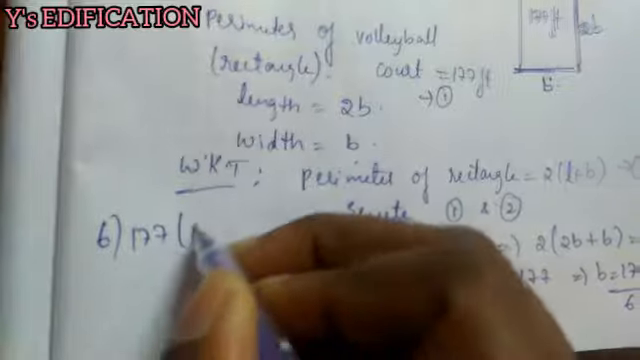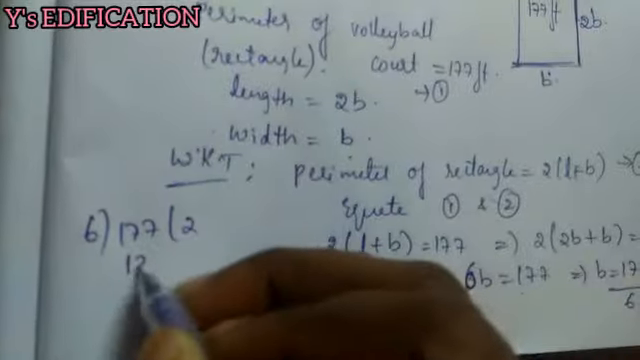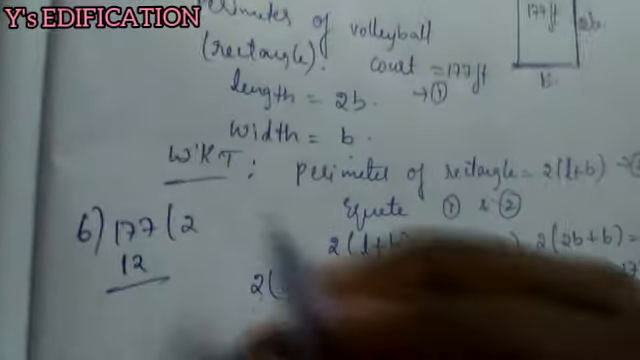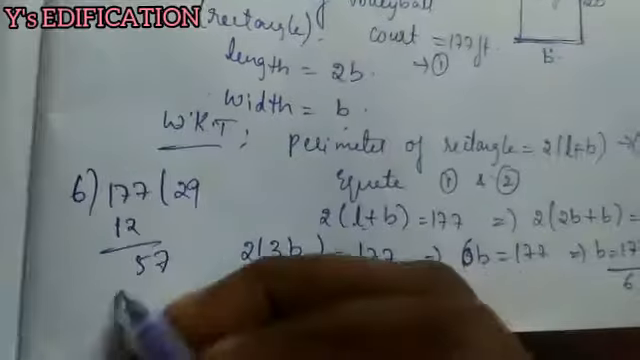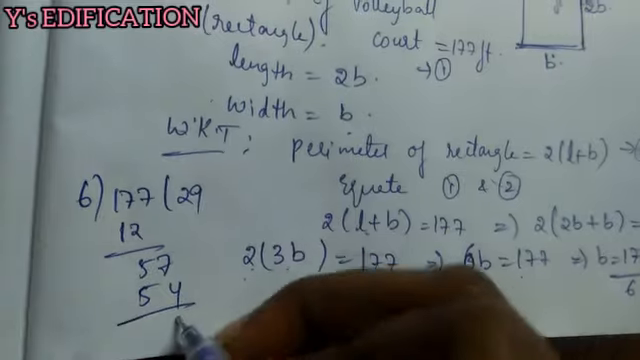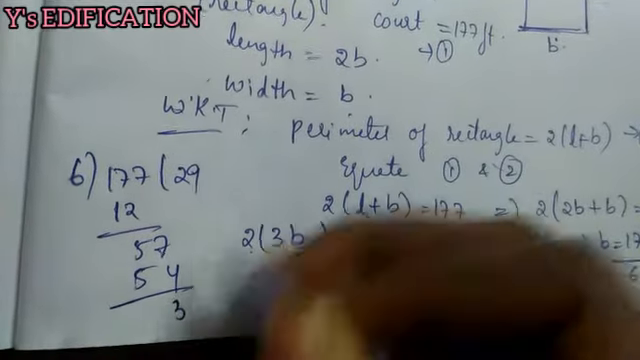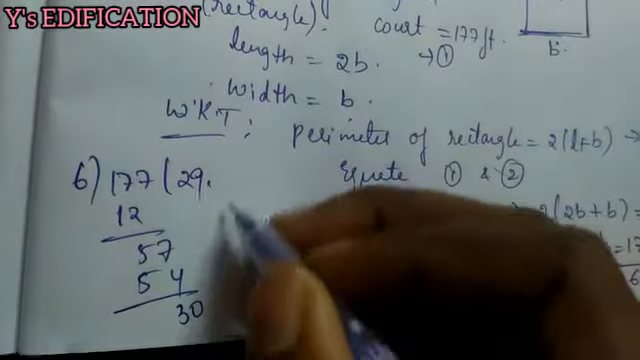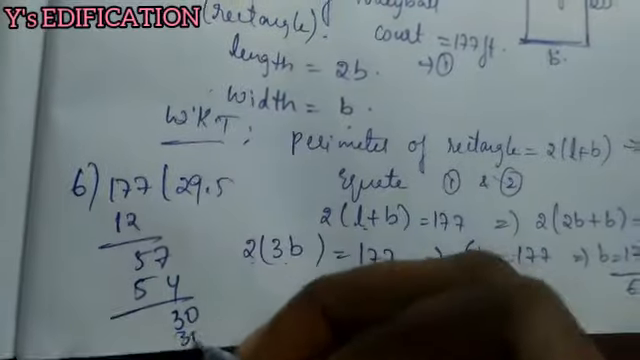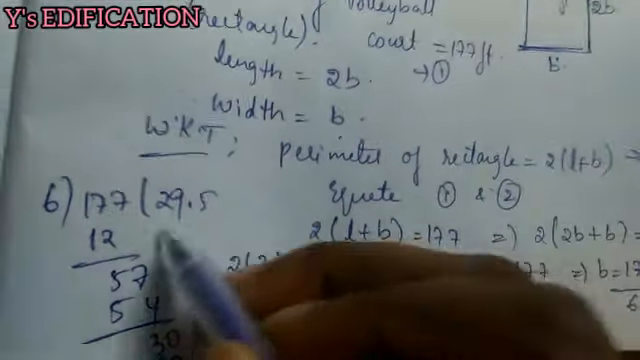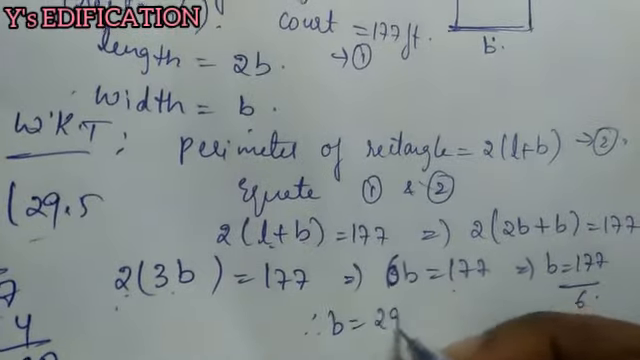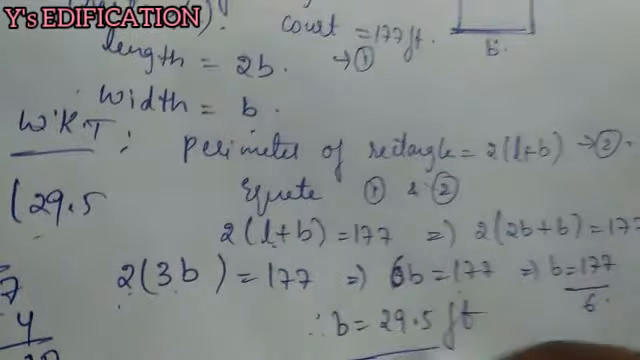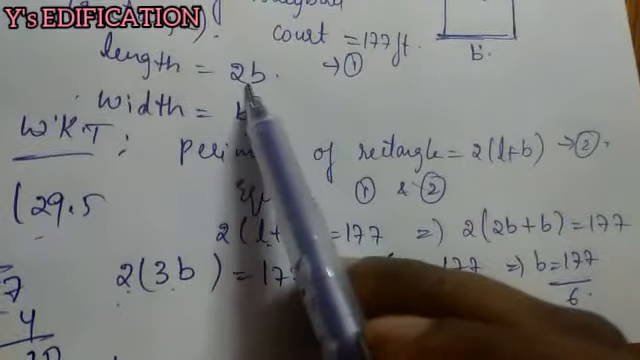6 into 177. 6 2s are 12. 6 9s are 54. 6 5s are 30. Okay, so what is the answer here? B is equal to 29.5 feet. Okay, and we have to find the length.